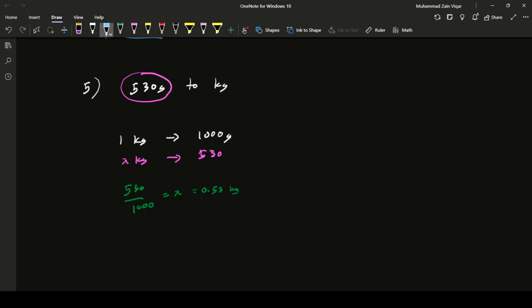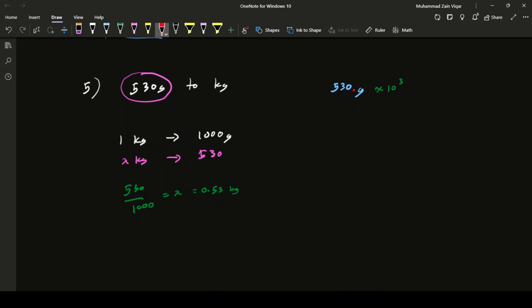Or the other method would be to convert this number into times 10 to the power of positive 3. How do we do that? We have 530 grams. If I want to convert this number into something which has times 10 to the power of positive 3, I'll need to move the decimal point, which is currently here, towards the left.